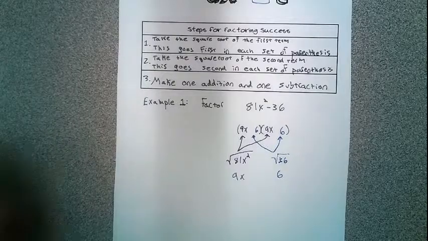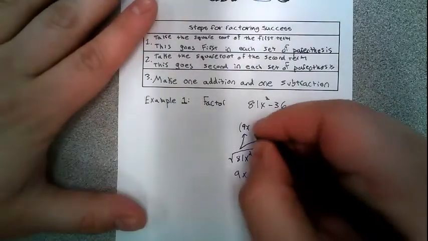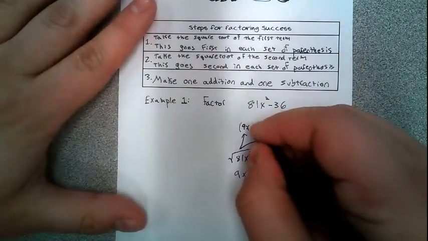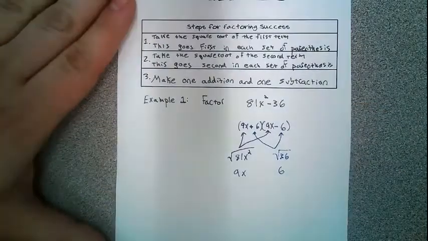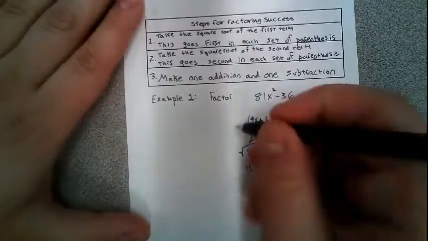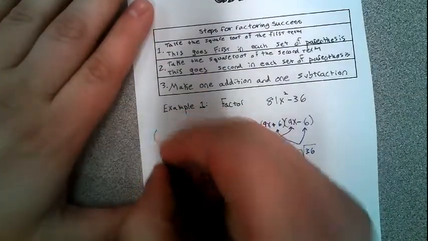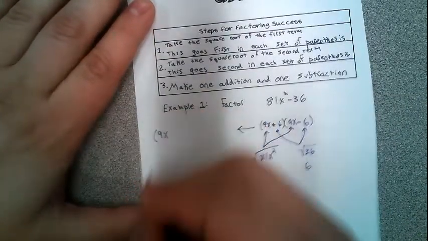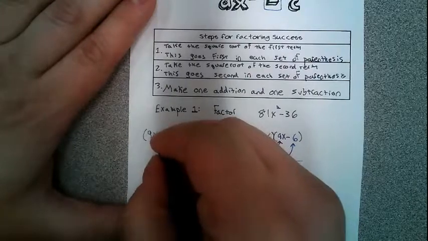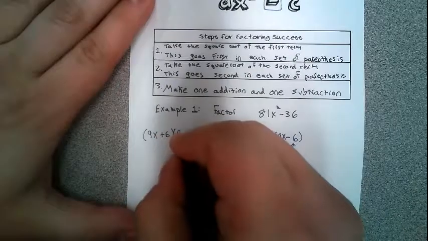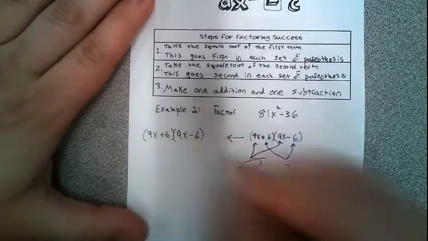And the last one says make one addition and one subtraction. So that's addition and subtraction. So my final answer is, just to make it bigger, 9x plus 6 times 9x minus 6.